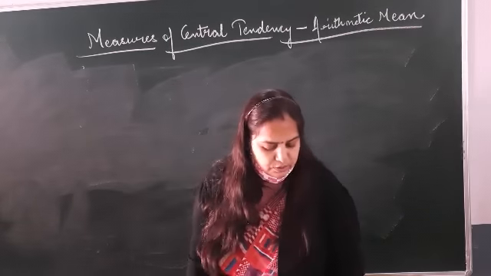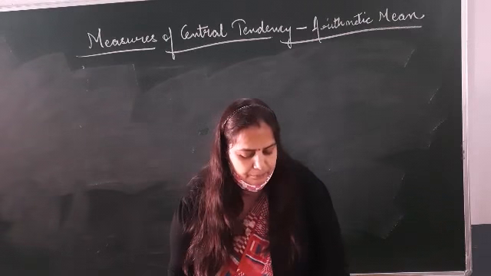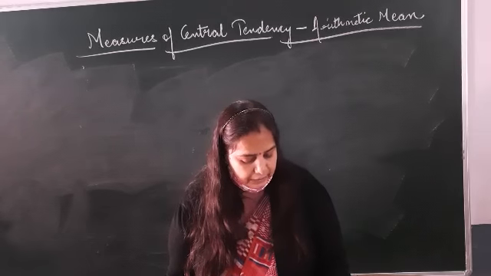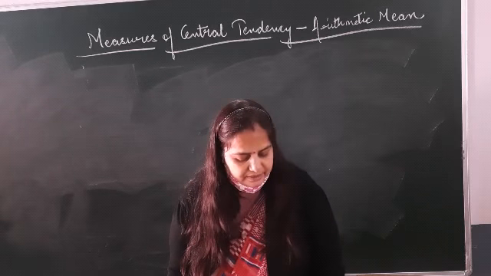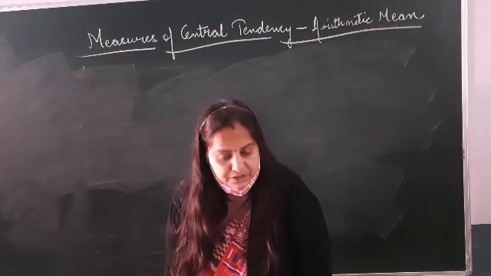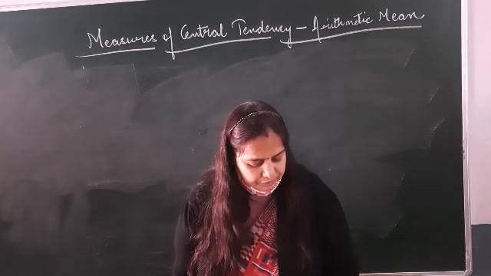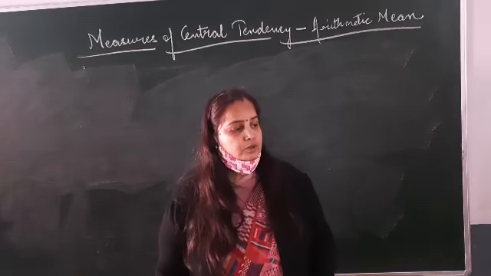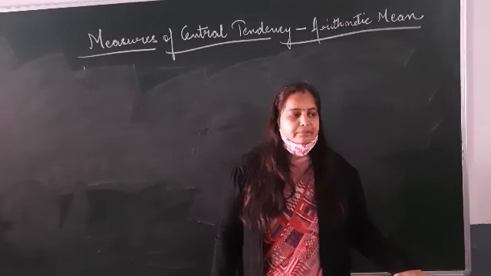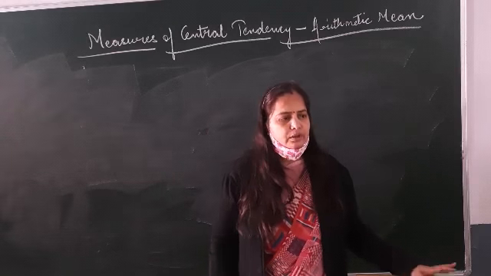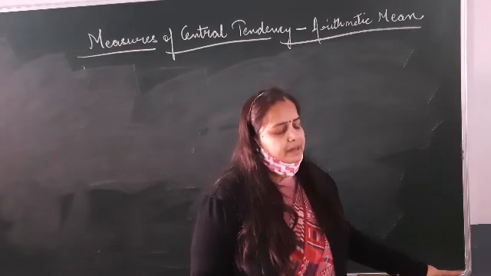Okay, so first question: the marks obtained by 10 students in a subject are given. So how many students are there? A, B, C, D, E, F, G, H, I, J, and marks are given in this way. What you are supposed to do? Calculate arithmetic mean by direct method.